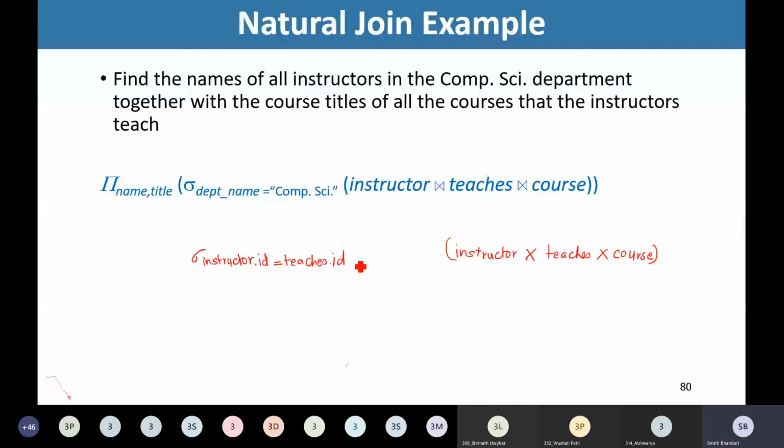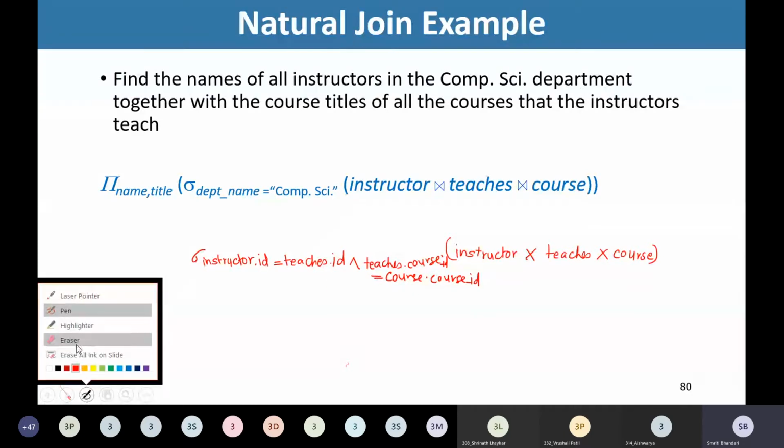Is there any matching condition in teachers and course? Is there any common attribute? Course ID is the common attribute. So we need to have here AND operation and we need to write teachers.course ID is equal to course.course ID. These two are the matching conditions. Please remember, if we are having three tables in Cartesian product, we should have minimum two matching conditions, right? Those match the common attributes in the respective tables.